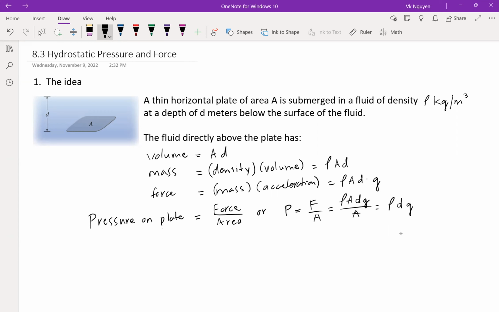If you look closely at the force equation, force is just pressure multiplied by the area of the plate. So rewrite this as rho d g times A, which is pressure multiplied by area. Very nice.